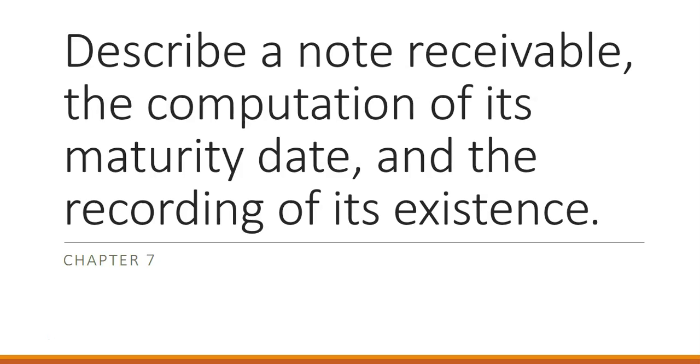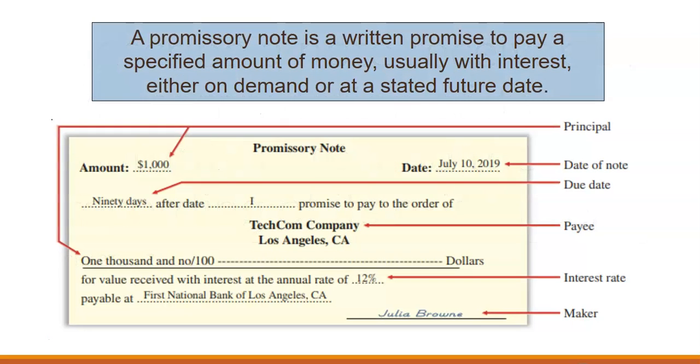The next thing that we're going to talk about is notes receivable. When we have a note receivable, we record what is called a promissory note, which is a written promise to pay a specified amount of money with interest at a future date. So we have various information on this promissory note. We have who is going to pay us, how much it is, the due date, the date that it was made, and if there's an interest amount.